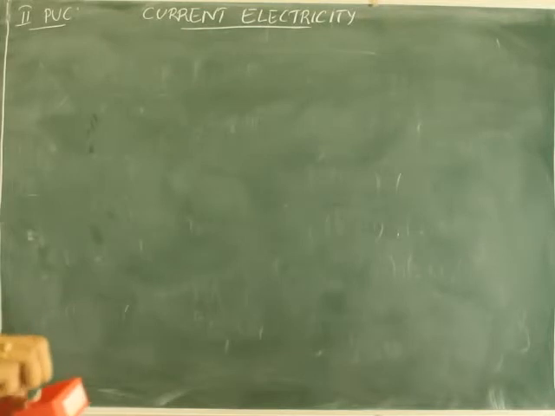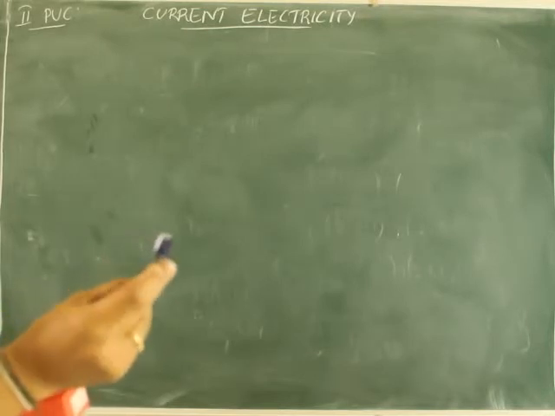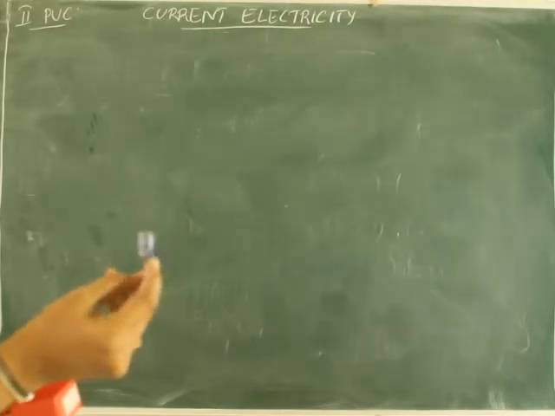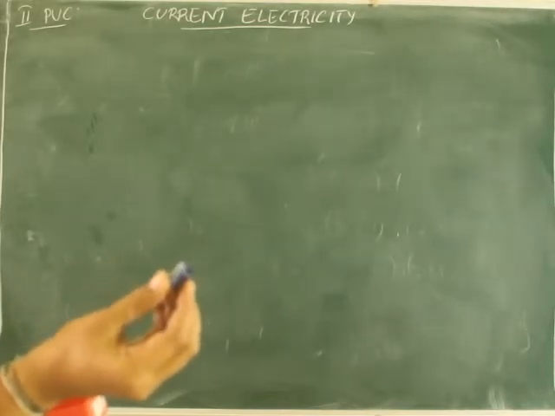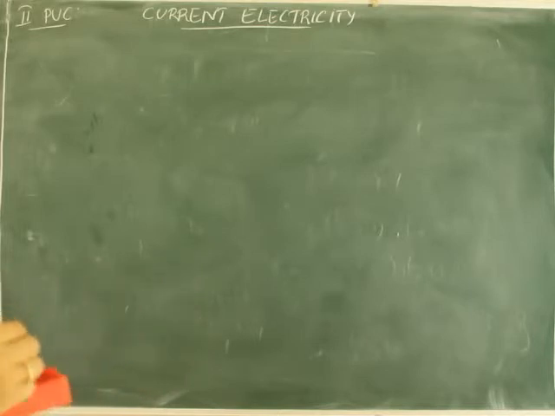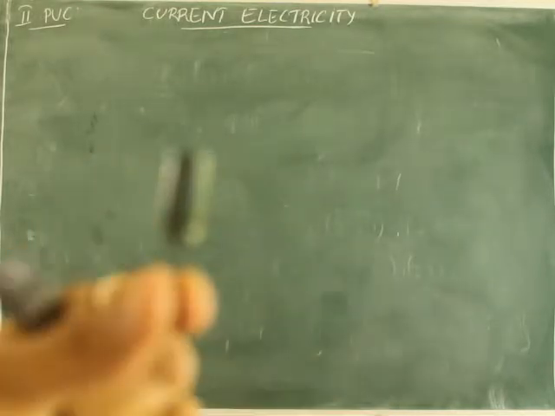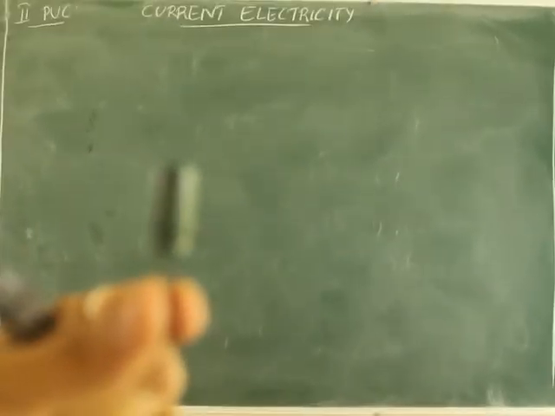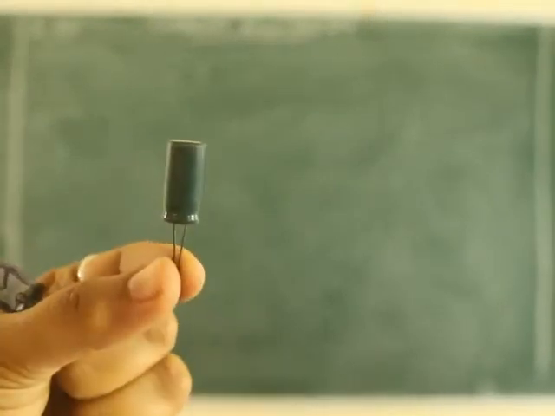Then there are different types of capacitors. See, this is one more capacitor. Can you see here? This is one more capacitor. There are two legs for capacitors. One is positive, another one is negative. Can you see this? Is it clear? This is one type of capacitor.